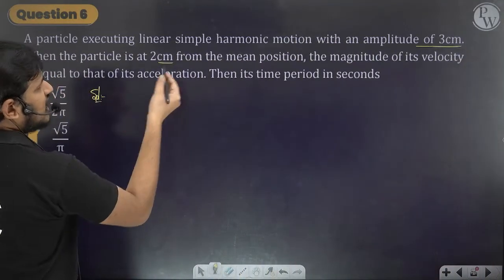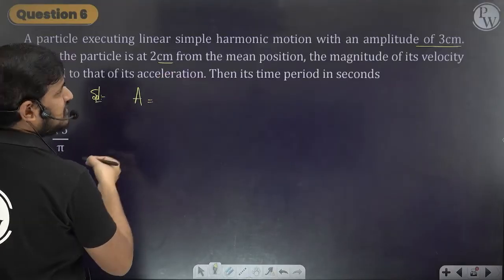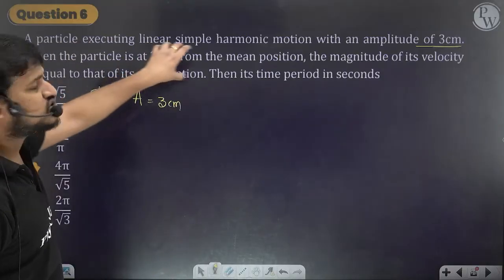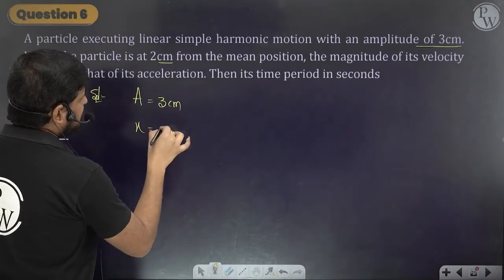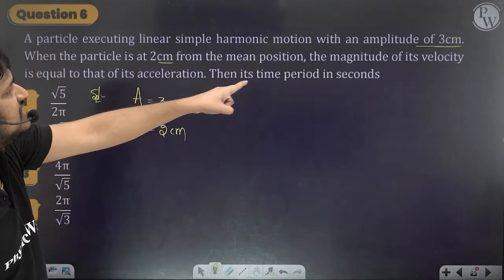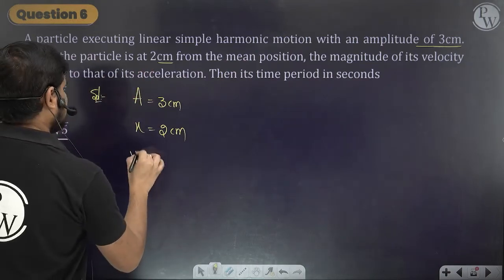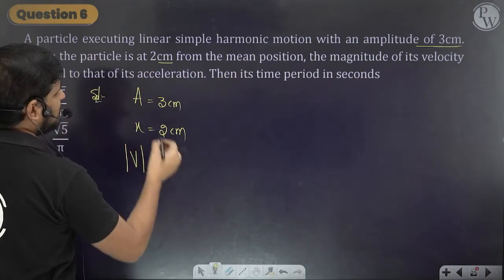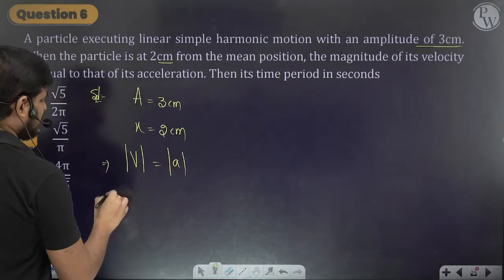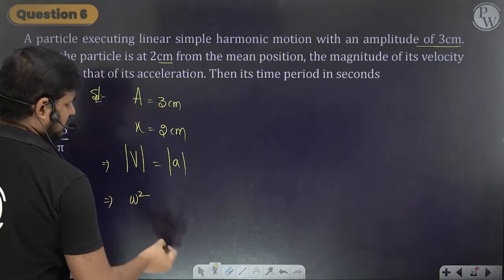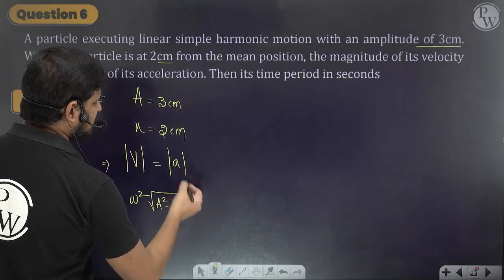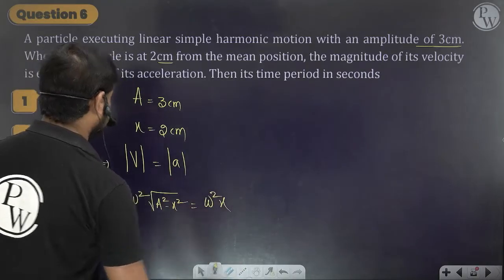So here, in simple harmonic motion, the amplitude is given. What's the amplitude? 3 centimeters. So when the particle is at 2 centimeters, that means the displacement of the particle is 2 centimeters, and at that time the magnitude of its velocity is equal to the magnitude of the acceleration. Done. So what's the velocity formula we know? Omega square into square root of a square minus x square. And the magnitude of the acceleration is omega square x.